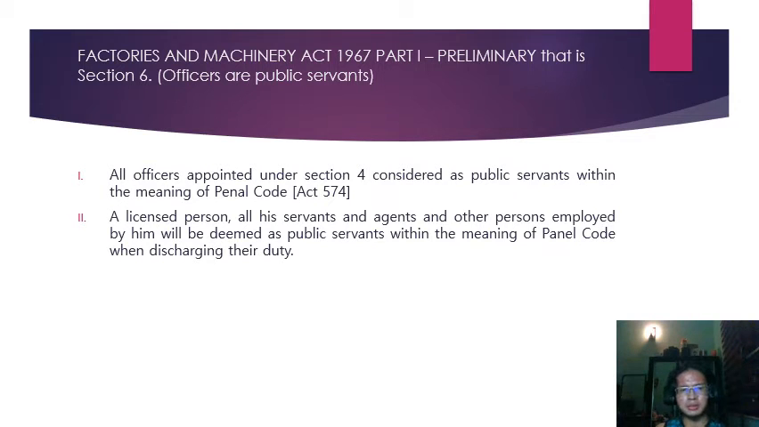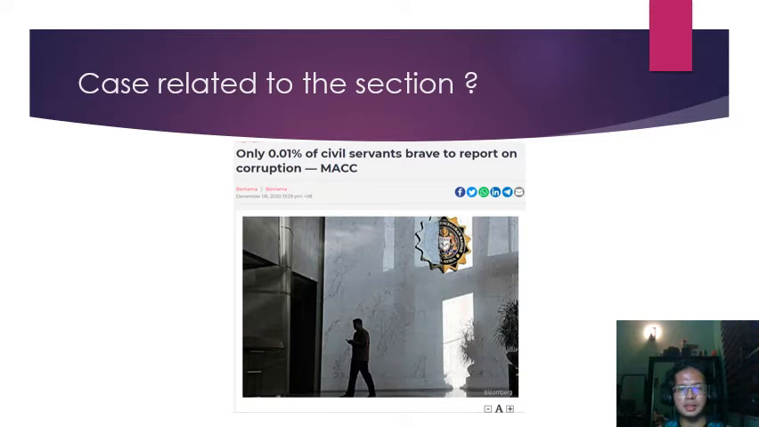A licensed person, all his servants and agents, and other persons employed by him will be deemed as public servants within the meaning of the Penal Code when discharging their duty. So next, what type of case is related to this section?